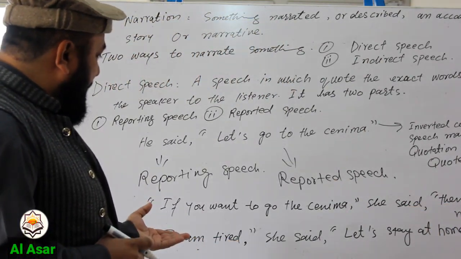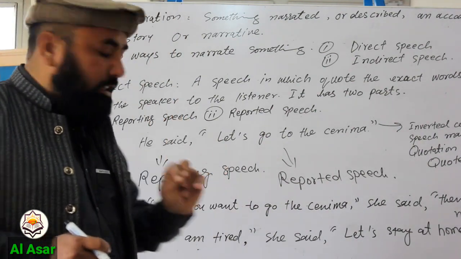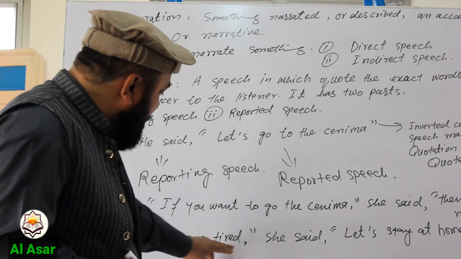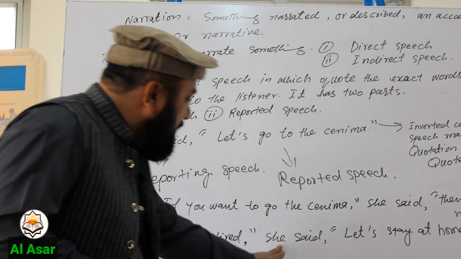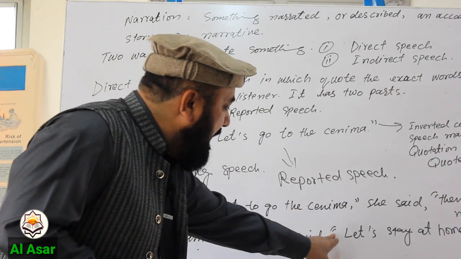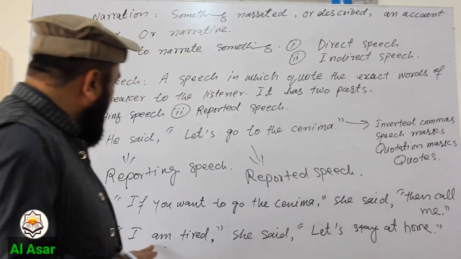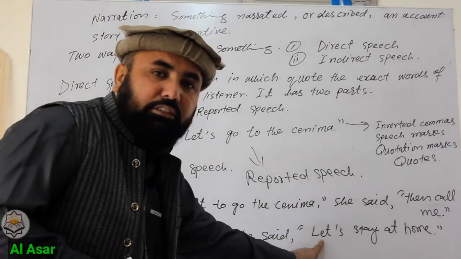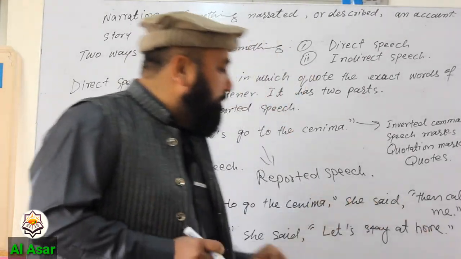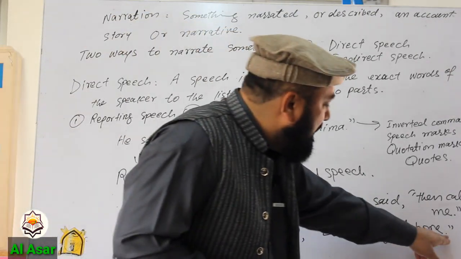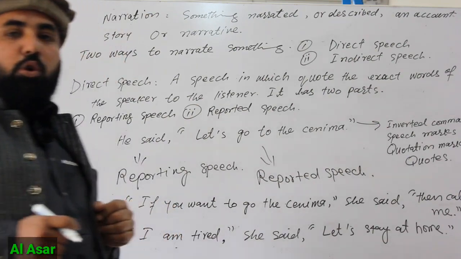Just look at this one where we have two different sentences in one direct speech. Like this. I am tired. Put a comma here. Inverted commas are enclosed. She said, then comma, and then we have another sentence, totally different from this one. Therefore we have started it with a capital letter. Let's stay at home. And then we put a full stop at the end of the sentence. And then we have enclosed it.